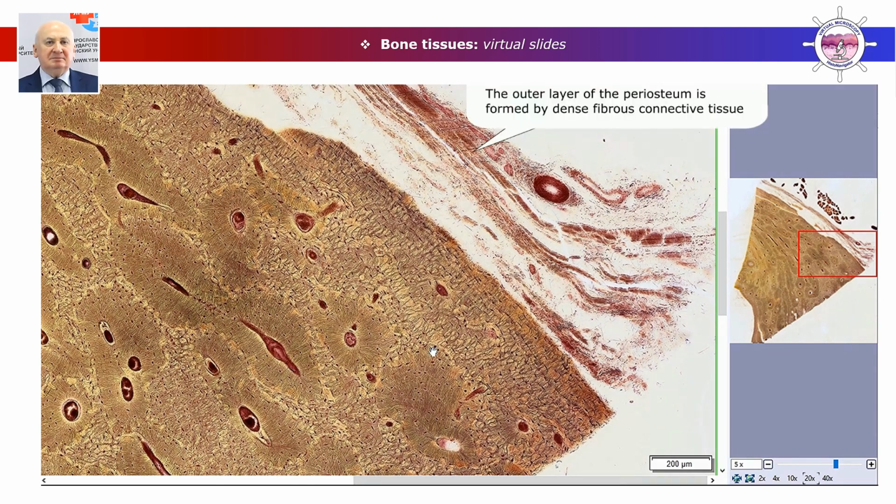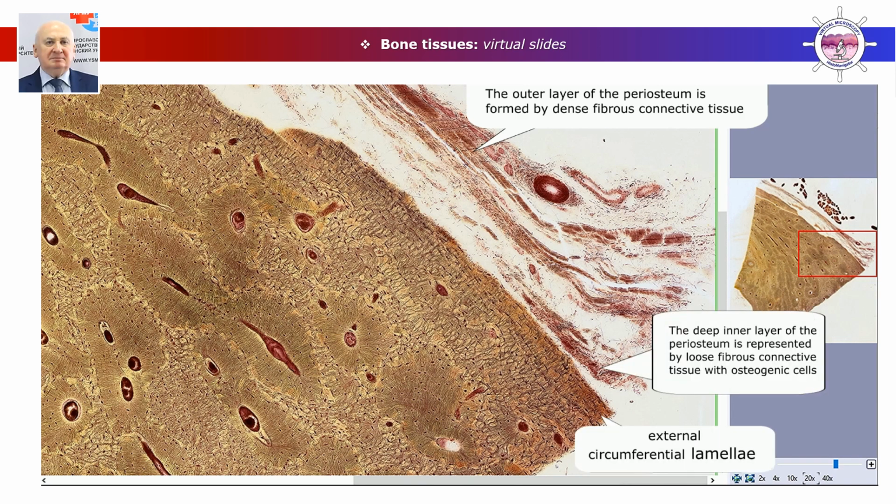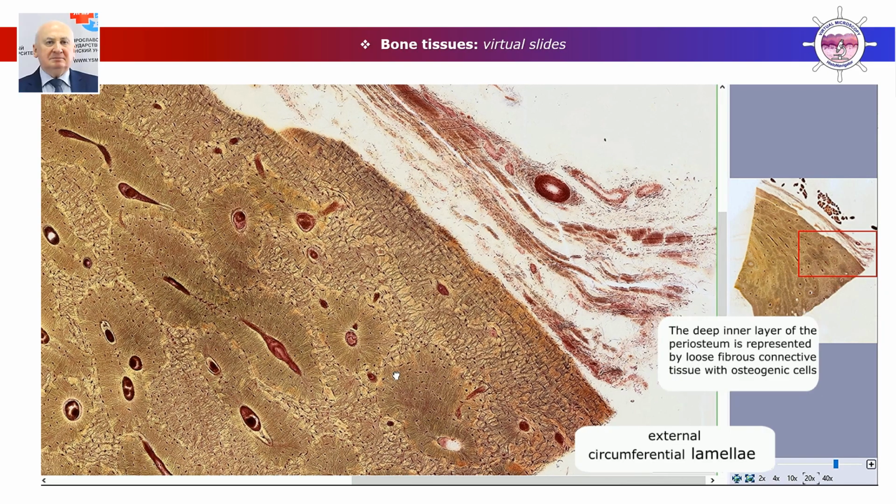The outer layer of the periosteum is formed by dense fibrous connective tissue, the fibers of which pass into the areas of attachment of ligaments and muscles. The deep inner layer of the periosteum is represented by loose fibrous connective tissue with osteogenic cells.